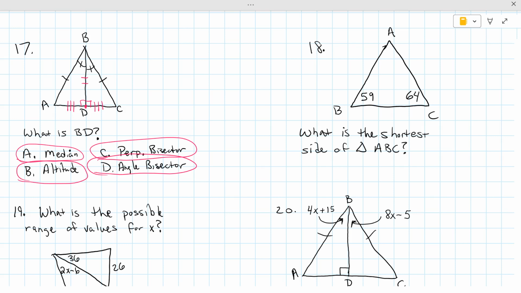All right, 18. What's my missing angle on 18? How many degrees is it? 57 degrees is my missing angle. So what's the smallest angle? 57. So the side opposite is the shortest side. So BC would be the shortest side.